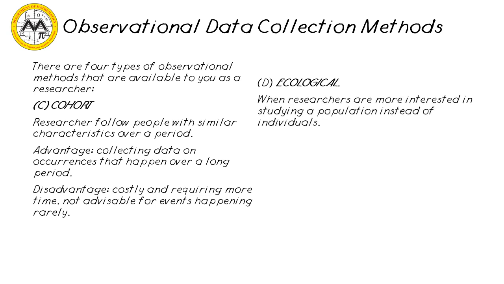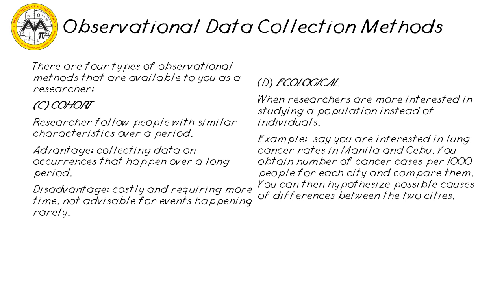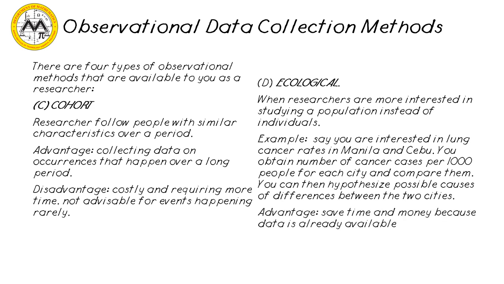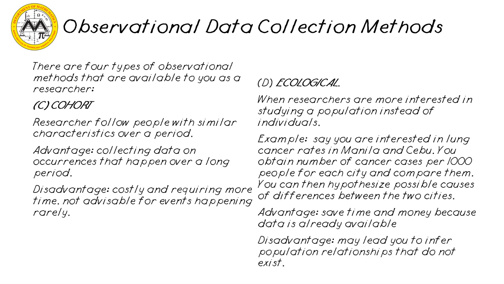Next is ecological. Ecological is when researchers are more interested in studying a population instead of individuals. Example, say you are interested in lung cancer rates in Manila and Cebu. You obtain the number of cancer cases per 1,000 people for each city and compare them. You can then hypothesize the possible causes of the difference between the two cities, observing what happens based on their surroundings. Advantage, it saves time and money because the data is already available. Disadvantage, it may lead to inferring population relationships that do not exist.